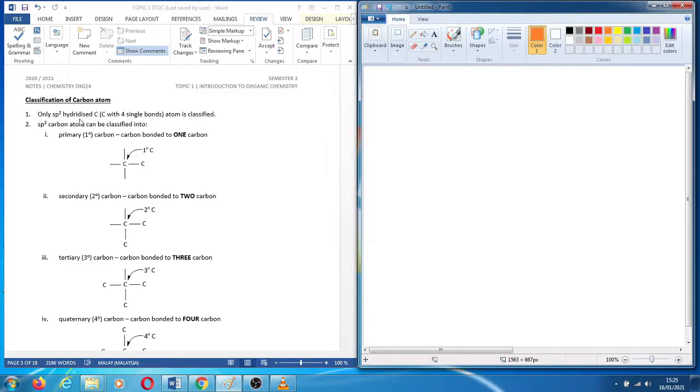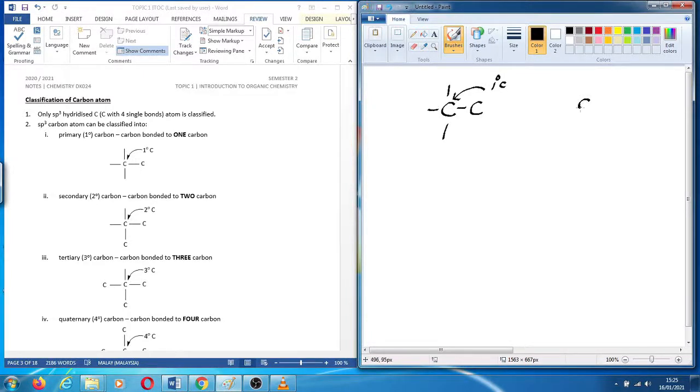sp3 carbon atom can be classified into primary carbon. How do you classify it as primary carbon? Okay, for example, if you look here, this is carbon. When the carbon here is attached to one other carbon, we call it primary carbon. We can use this symbol, primary carbon, or you can write primary carbon.